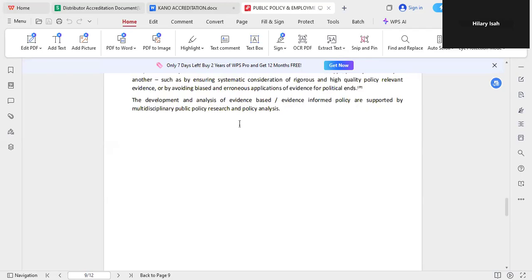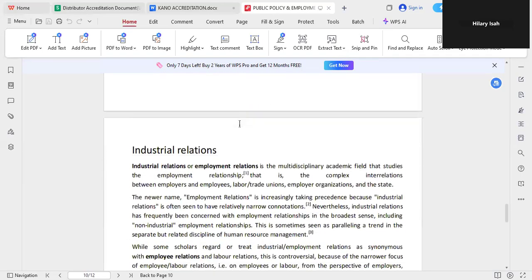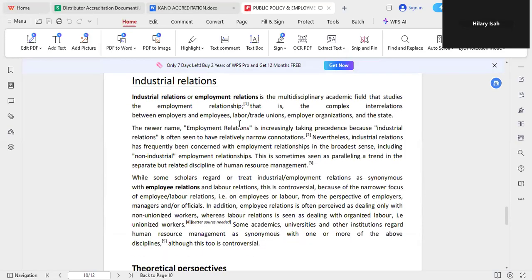So this course is public policies and industrial relations. I want to quickly look at the second aspect of it, which is industrial relations, because of our time. Now, what is industrial relations?